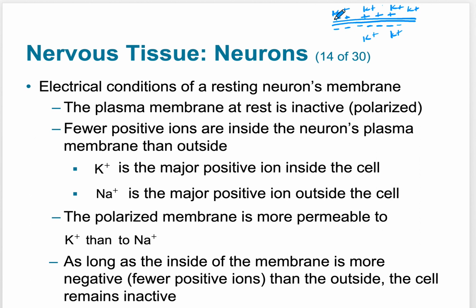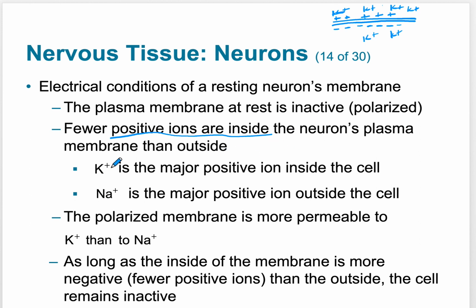And sodium works the same way too. I'm just using potassium here. But there's more potassium outside the cell, so there are more positives outside the cell than inside, which makes the outside more positive than the inside. So we call this positive and this negative just because there is a difference in charges, meaning there's more positive outside the cell than inside the cell. So there are fewer positive ions inside the neuron's plasma membrane than outside, which works just like this in muscle cells.